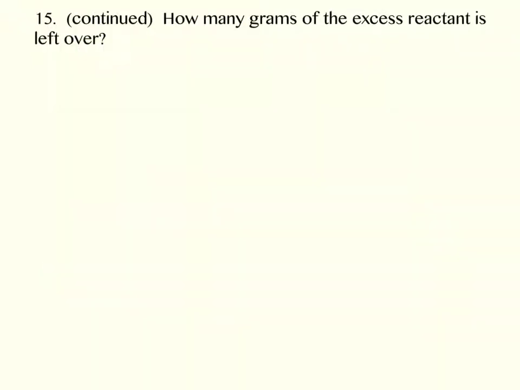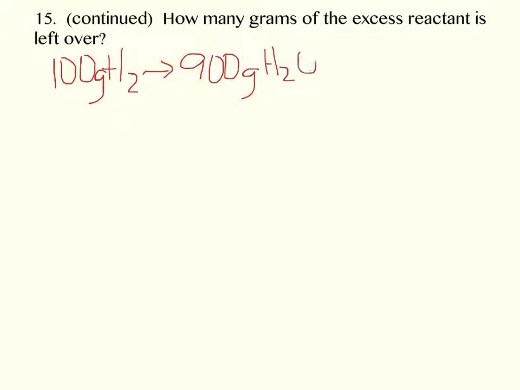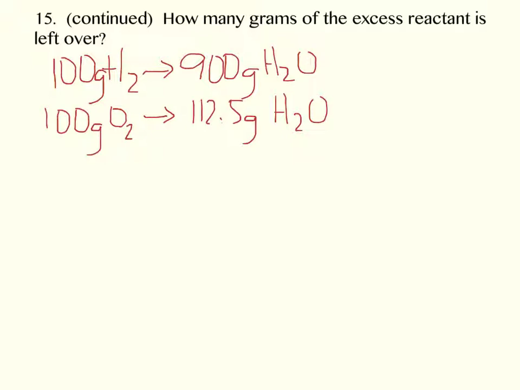So the second part of number 15 says, how many grams of the excess reactant is left over? Let's look at that again and remember which one was the excess reactant. We said with 100 grams of hydrogen, you could make a total of 900 grams of water. With 100 grams of oxygen, you could only make a total of 112.5 grams of water. So the one that's in excess is the one that could make more water, so that's going to be the hydrogen. The hydrogen is the excess reactant. This 900 grams of water is not possible. You never actually made that. It's just if we had had enough oxygen, but we didn't.